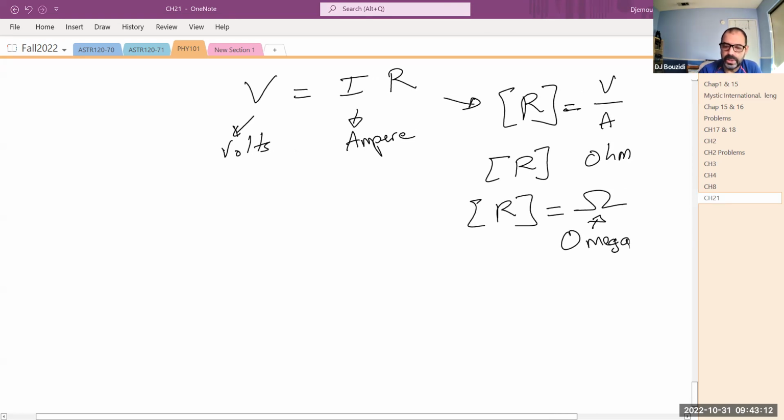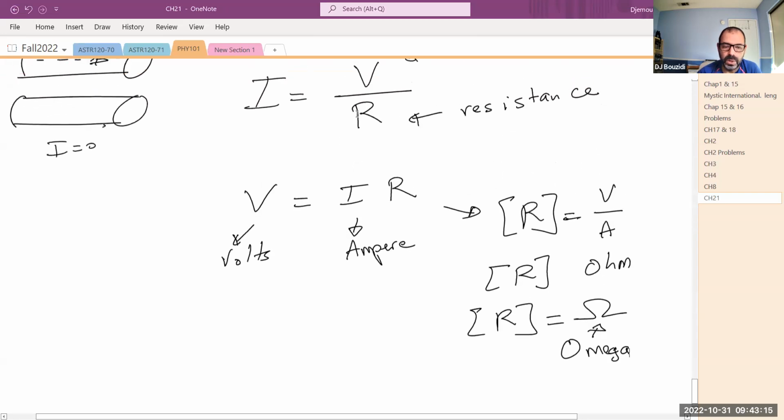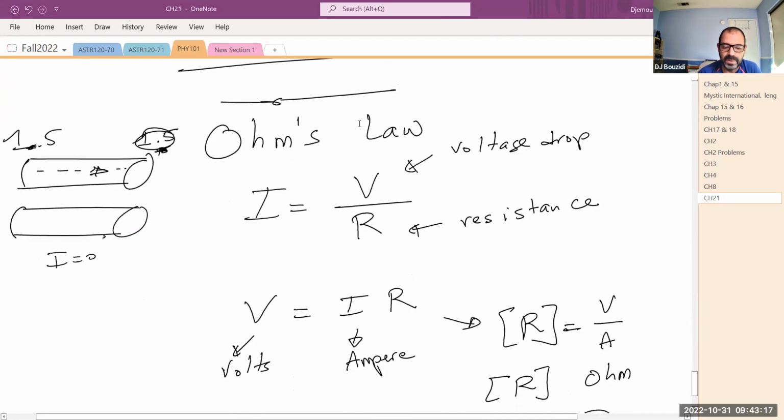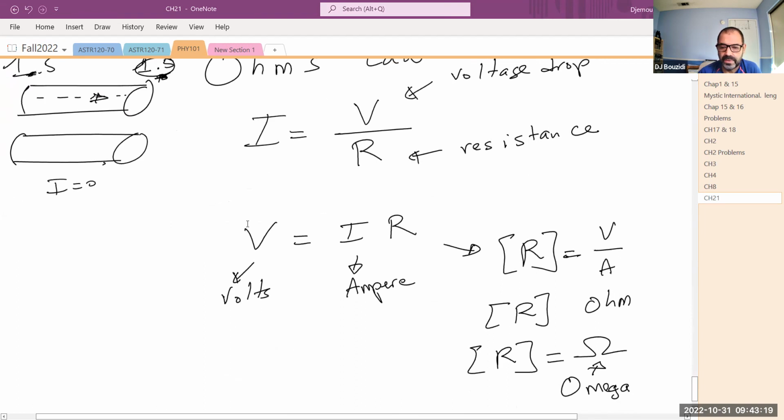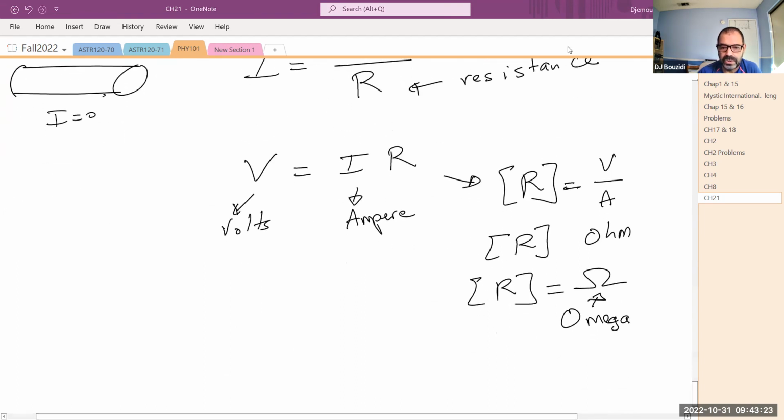So again, in the typical circuit, you have Ohm's law, and Ohm's law gives me basically the current that flows for the same value of the voltage. From here, we should be able to find this value in here.